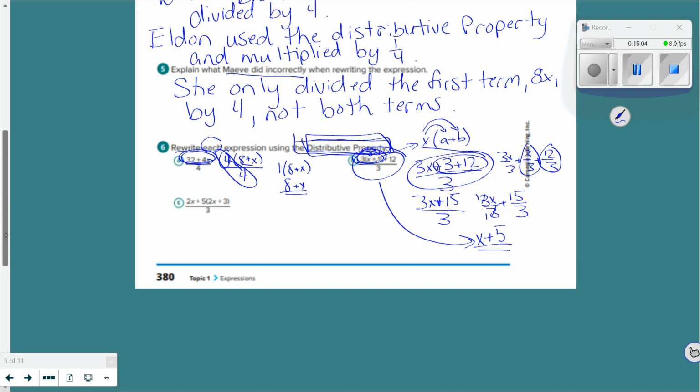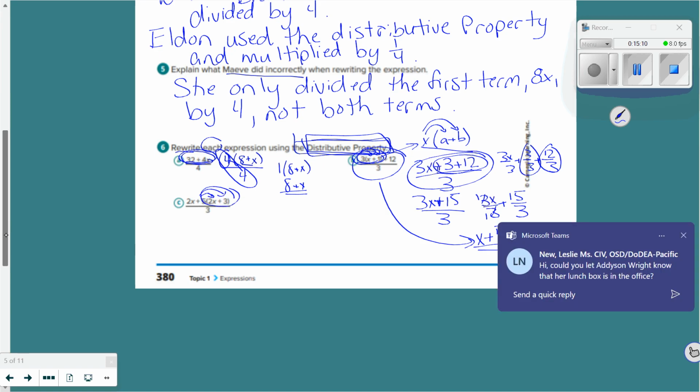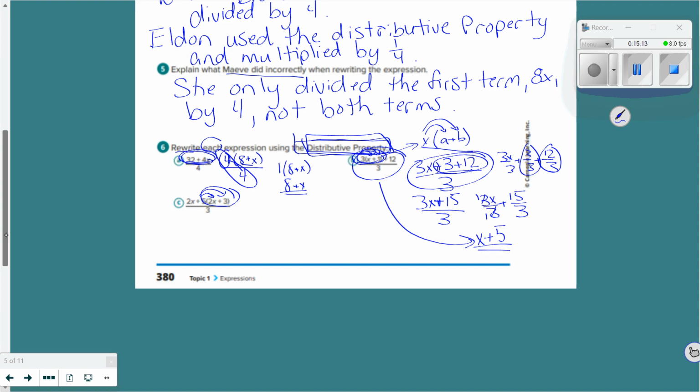Okay, so our last one, again, we look for our distributive property. It's here. So I'm going to apply the distributive property, put those together. So I rewrite this now as 2x plus 5 times 2 gives me 10x, plus 5 times 3 gives me 15, all over 3. Again, we combine our like terms. 2x plus 10x, 12x plus 15 over 3.